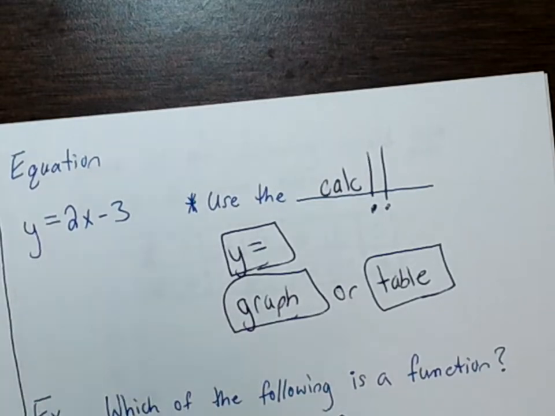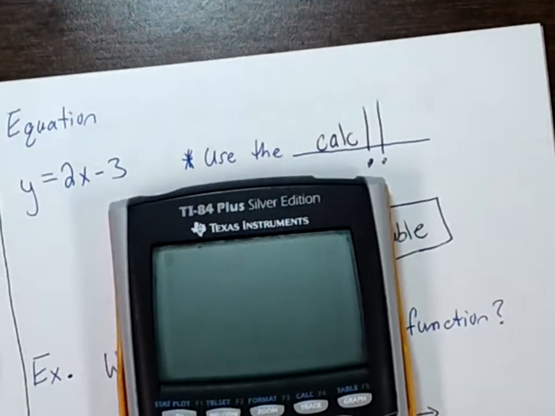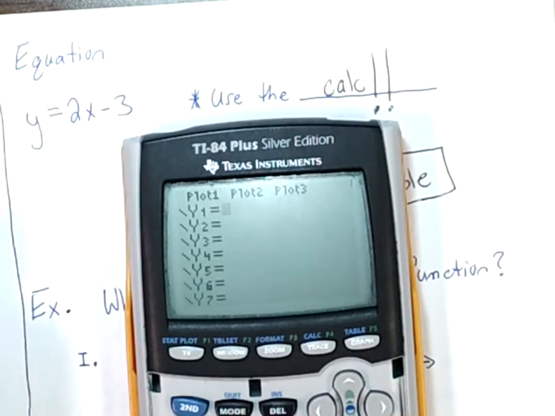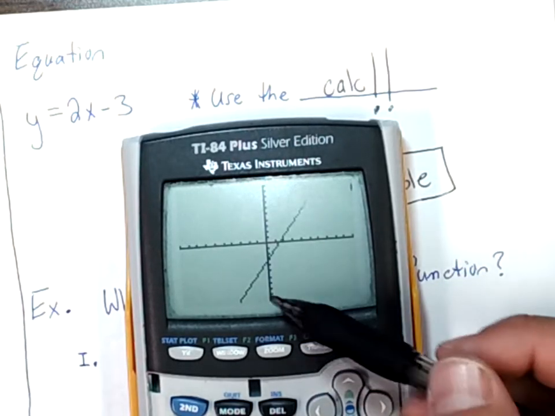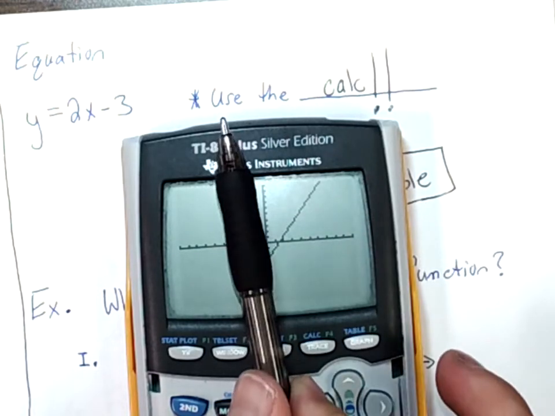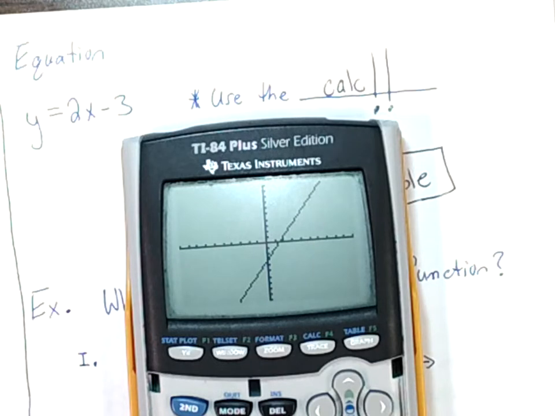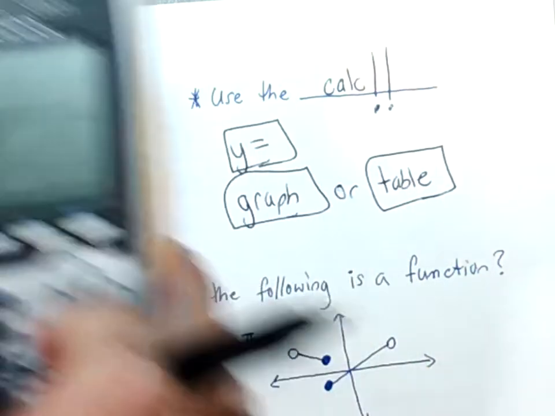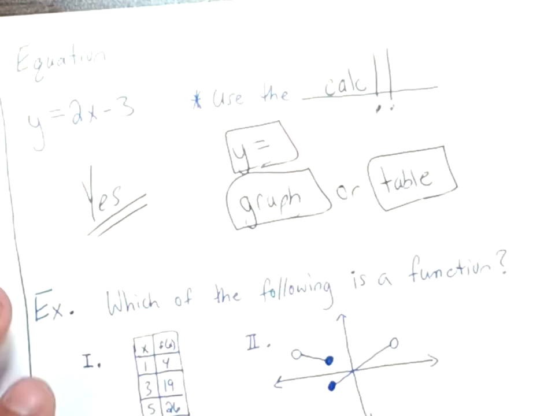So, if I get my handy dandy calculator here, I'm going to click on y equals. And from this y equals, I'm going to type in 2x minus 3. There it is. I'm going to hit graph, and it looks like a linear line. Vertical line test: 1 point, 1 point, 1 point, 1 point, 1 point. Looks good to me. I passed the vertical line test. So yes, that is a function.